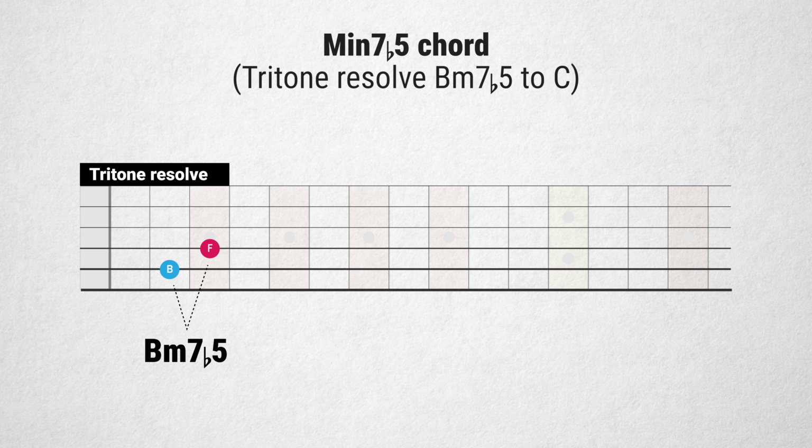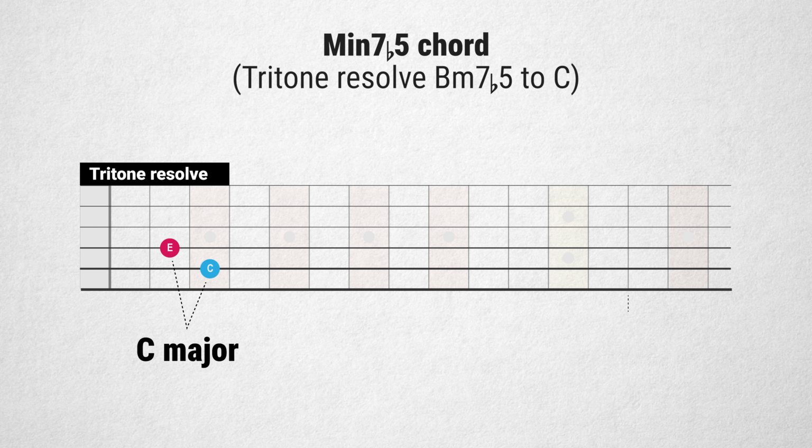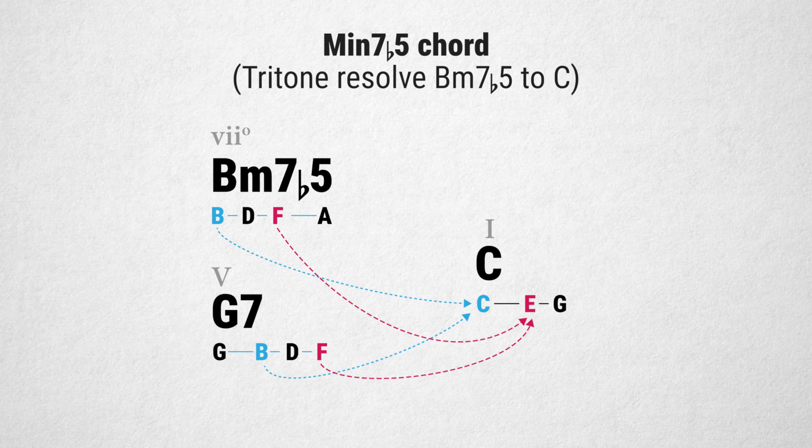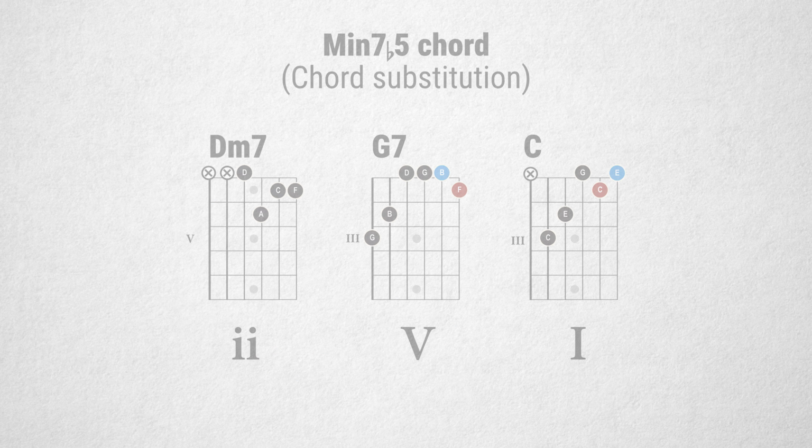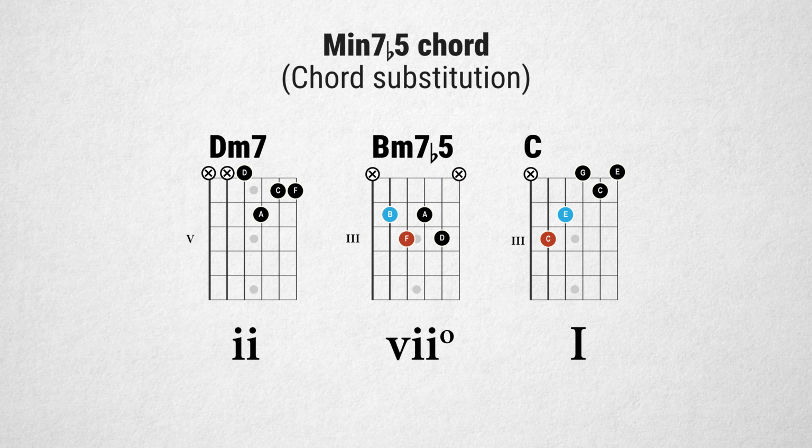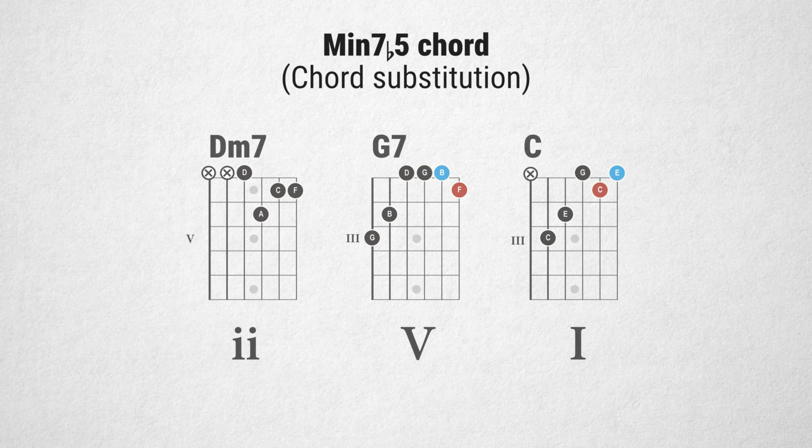The tritone B, F wants to resolve to the notes C and E, which are the root and the third of the tonic C major chord. The same thing happens with the tritone B, F in the G dominant 7th chord. Therefore, the half diminished chord on the 7th degree can be a good substitute for the dominant chord on the 5th degree.